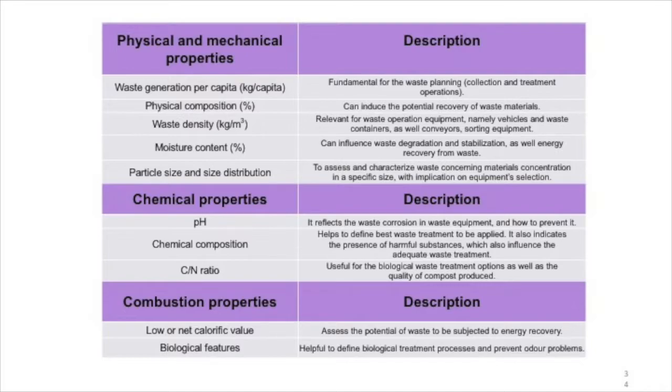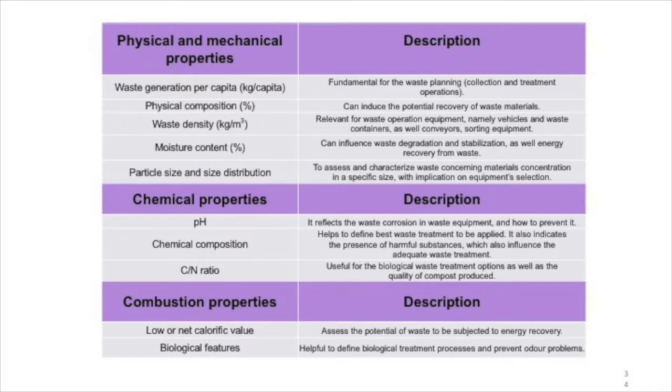This is a characteristic that allows us to assess and characterize waste concerning materials concentration in a specific size, and it also has implications on the type of equipment that we will need. Chemical properties are very important when we're talking about organic waste. For instance, the pH is very important because it tells us the stage where the organic degradation is happening. But it can also affect the equipment due to corrosion, and it can enhance leaching of metals. The chemical composition helps to define the best waste treatment to be applied. It also indicates the presence of harmful substances, which also influence the adequate waste treatment.